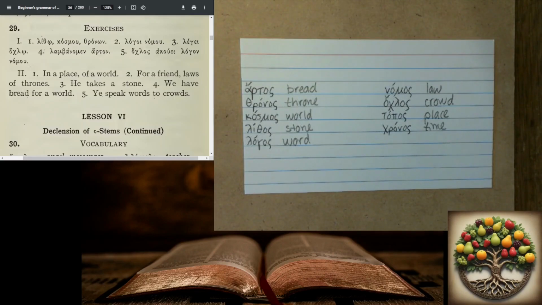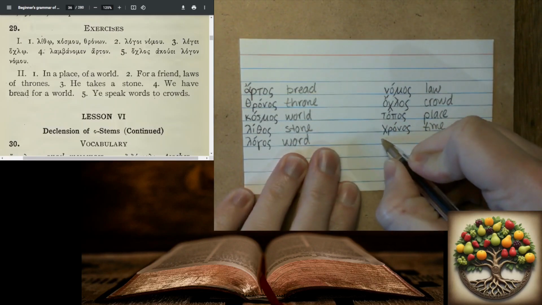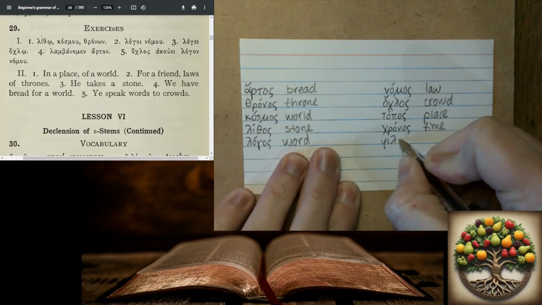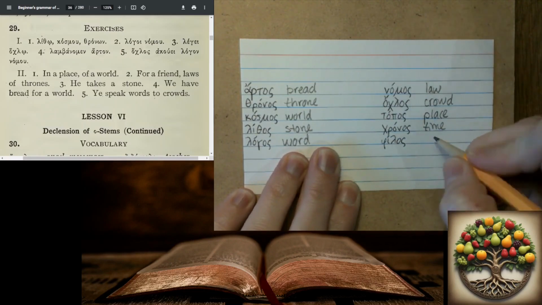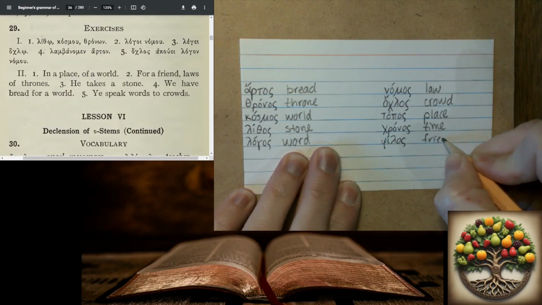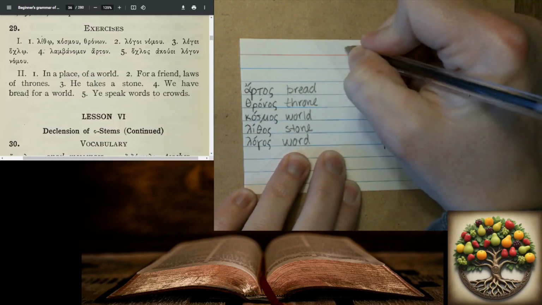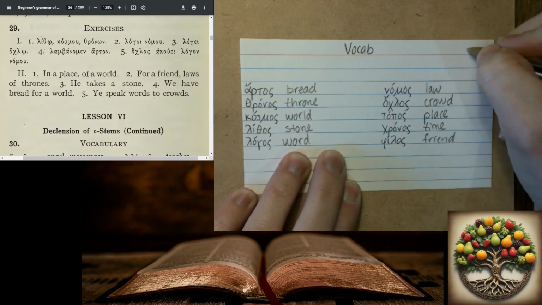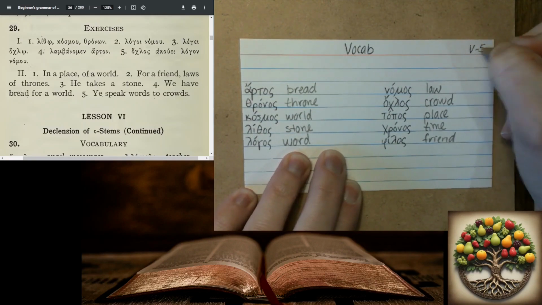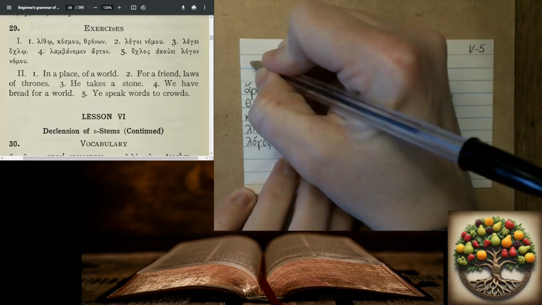So for our vocabulary card, I have 9 words here, and I'll just put on that last one. And we're going to label this vocab. And this was lesson 5. And these are nouns or substantives.